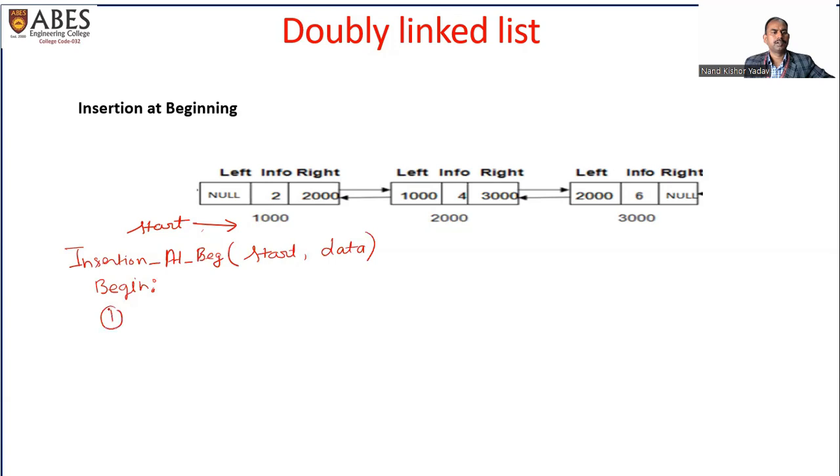In the first step, we have to create a new node. So just write here new, which is also a pointer variable. New is equal to create node.